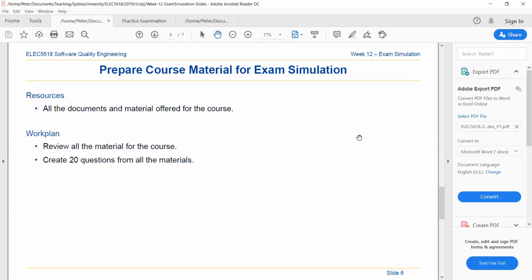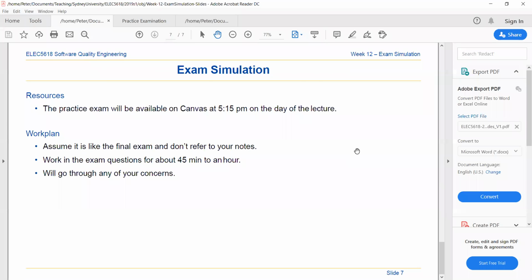So for today's simulation, I'll release the PDF version instead of the automated version. From 5:15 today, I'll release the PDF version. Please assume that you're in the final exam. Don't refer to your notes. This will take 45 minutes to an hour. So what we're going to do now is, we start working on the first question, I'll give you some time, and then we spend that time to answer that particular question.